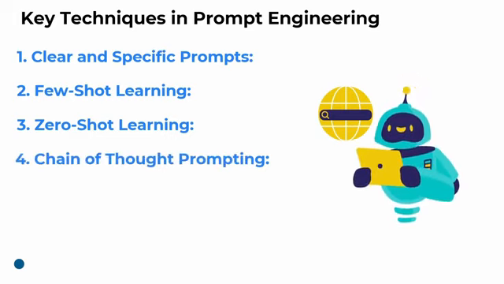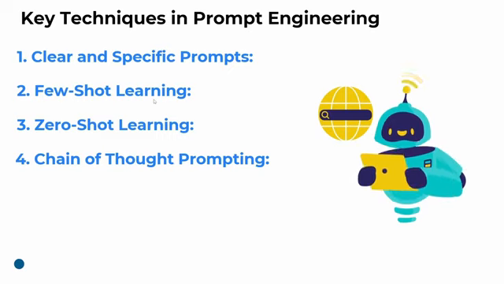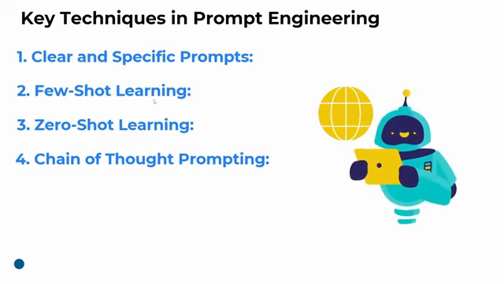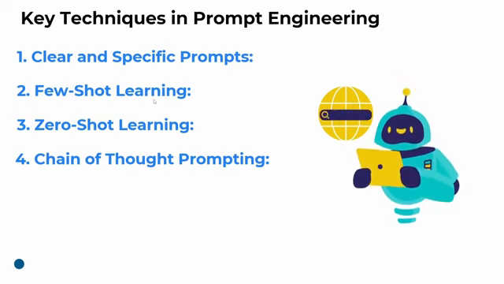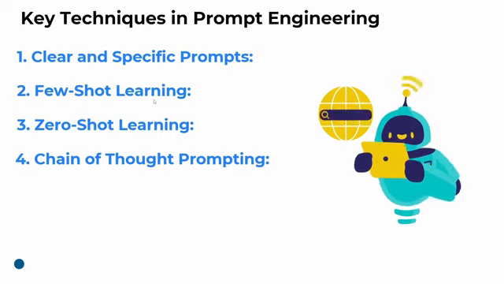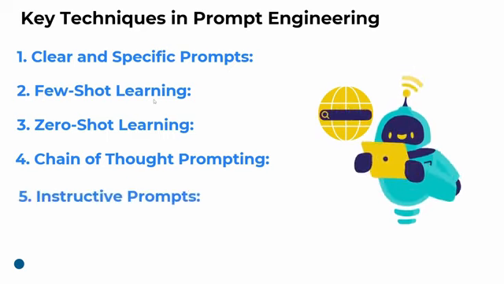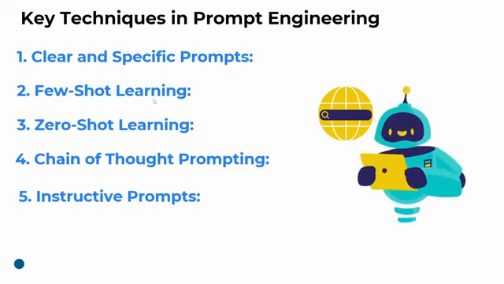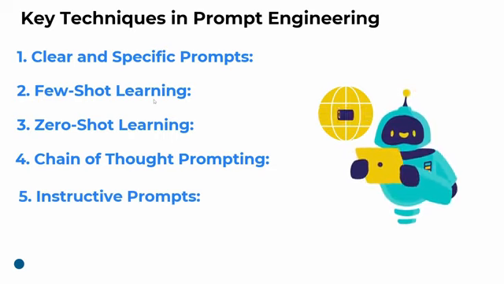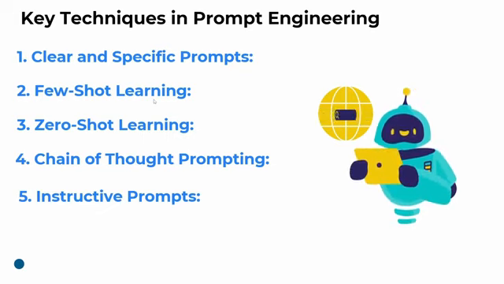Fourth one, we have chain-of-thought prompting. Chain-of-thought prompting helps encourage the model to break down complex tasks into a sequence of smaller steps or a logical reasoning process. For example, "explain how photosynthesis works by describing each step of the process in detail." Next one is instructive prompting, providing the model with a clear instruction within the prompt to guide the type of response. For example, "write a short story about a space adventure but keep it under 100 words." This is an example of an instructive prompt.